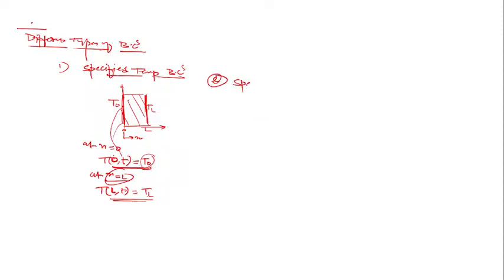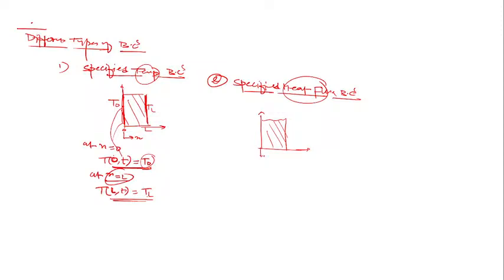Second, specified heat flux boundary condition. Now, just like here temperature was specified, now heat flux is specified. Let's say this is the face, it's x equal to 0 and here L.